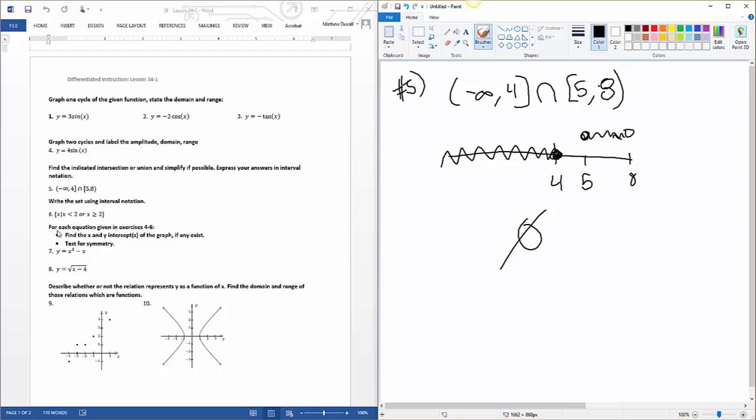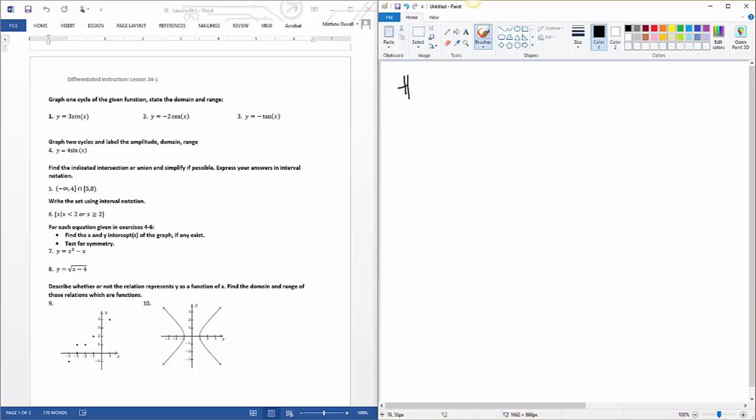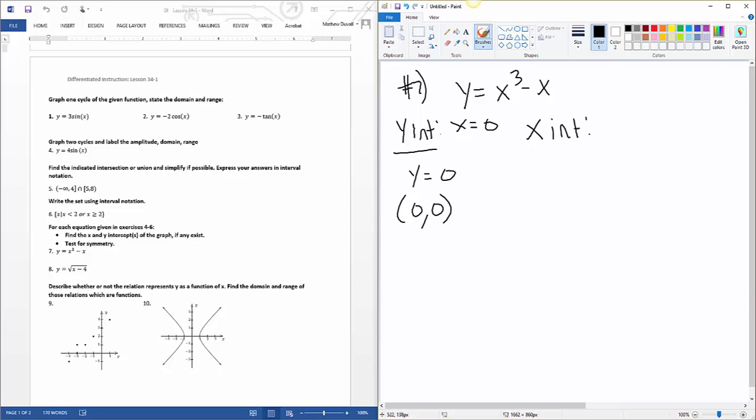Let's try find the x and y intercepts and test for symmetry. Number 7. I have y equals x to the third minus x. So to find the y-intercept, I set x equal to 0. So y equals 0. So therefore my point is going to be 0, 0, because if I plug in 0, 0 cubed minus 0 is 0. For the x-intercept, I have to plug in 0 for y.